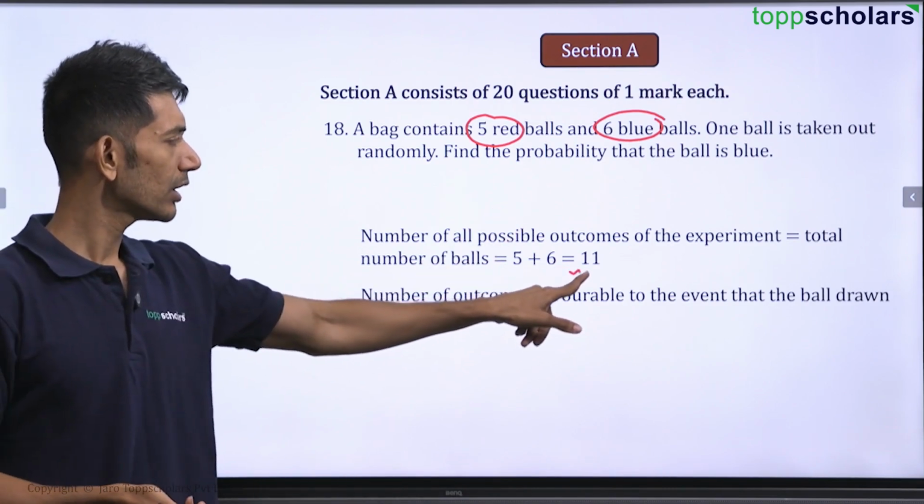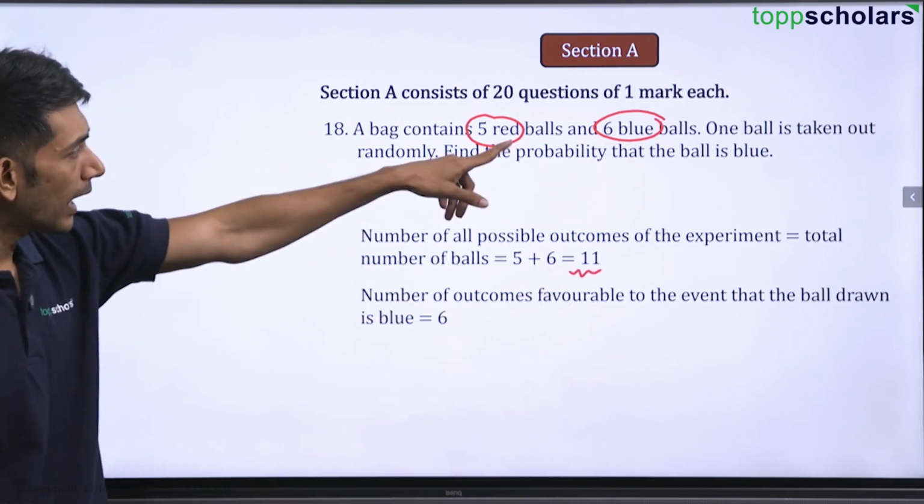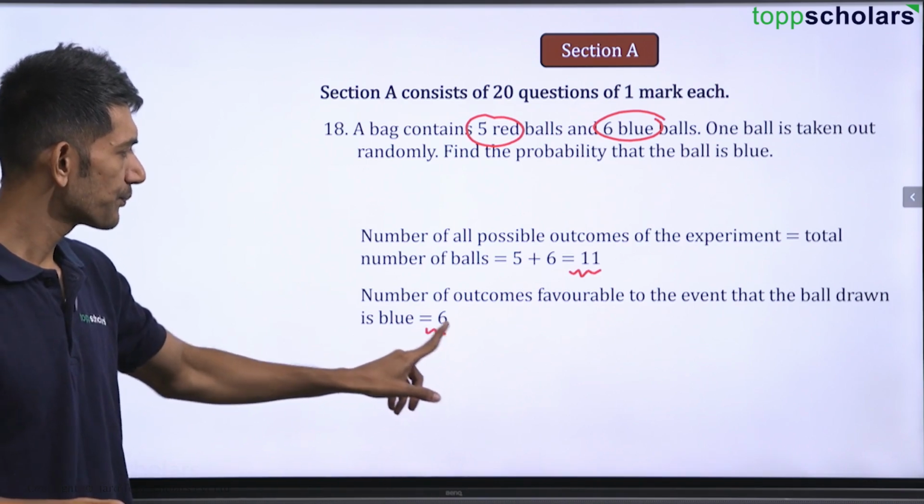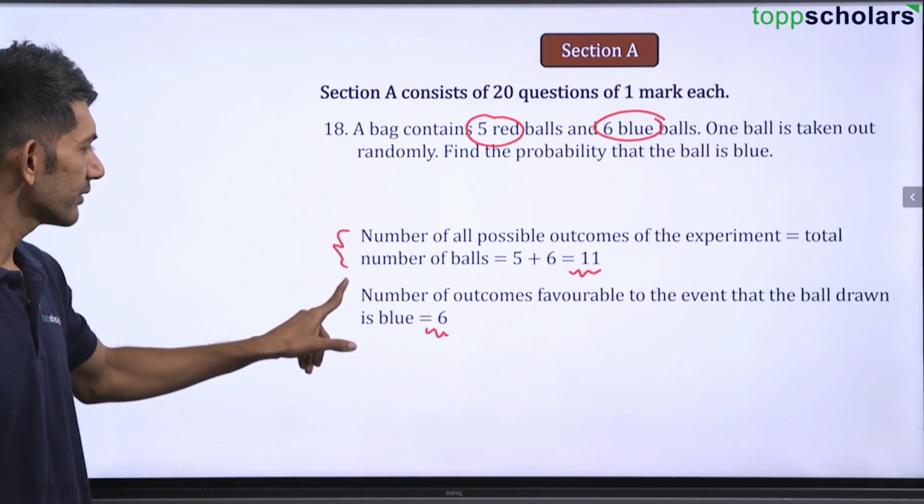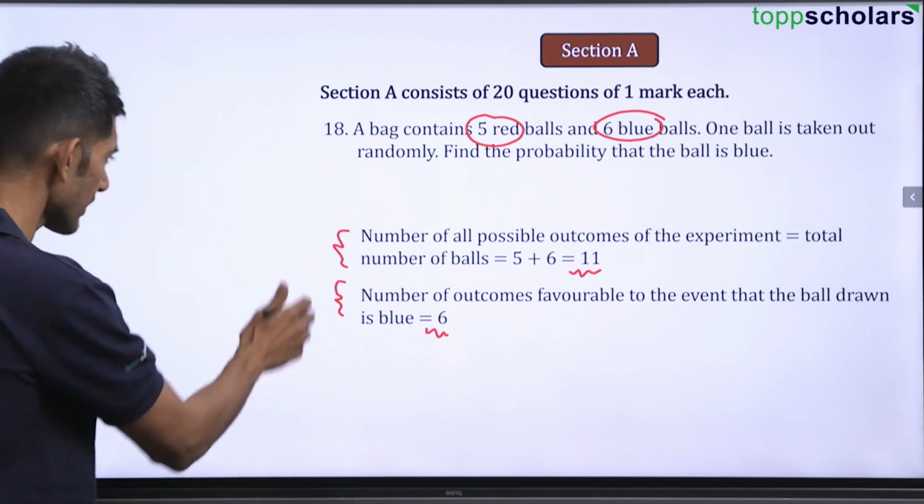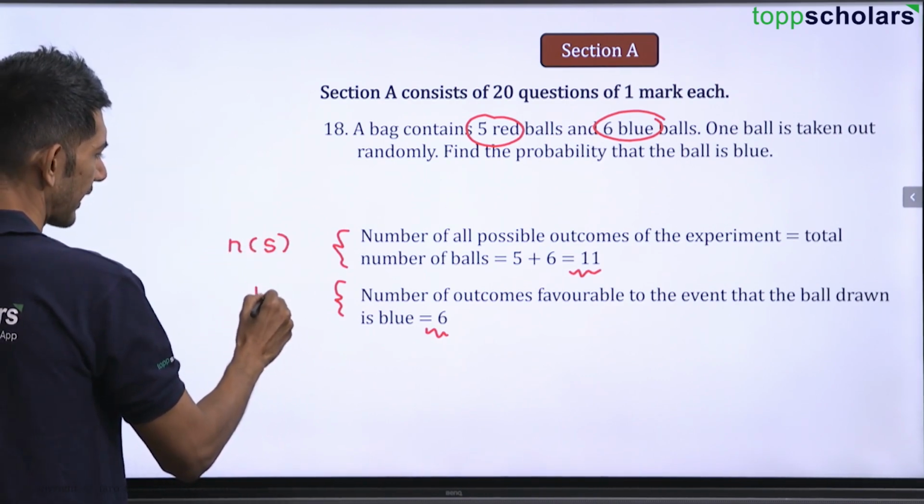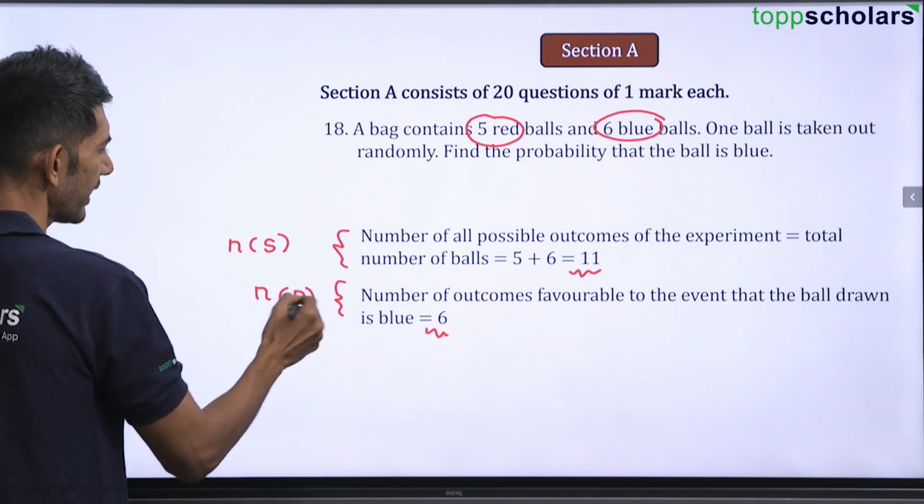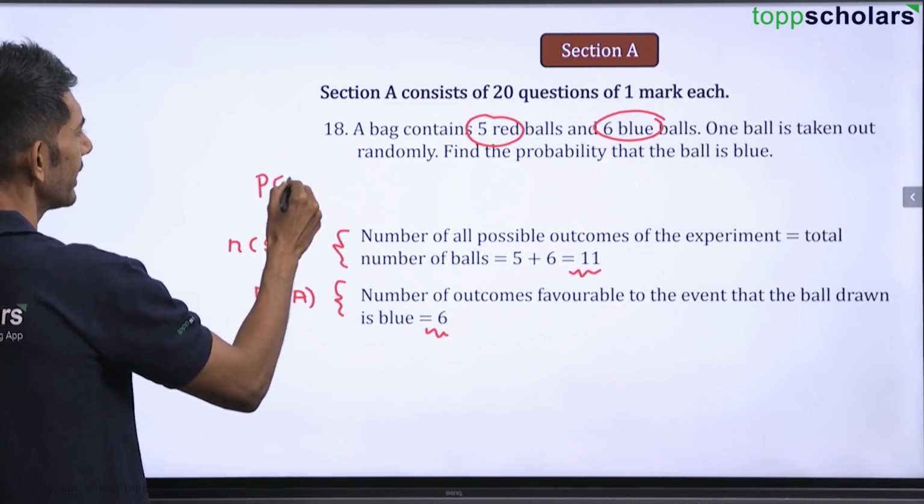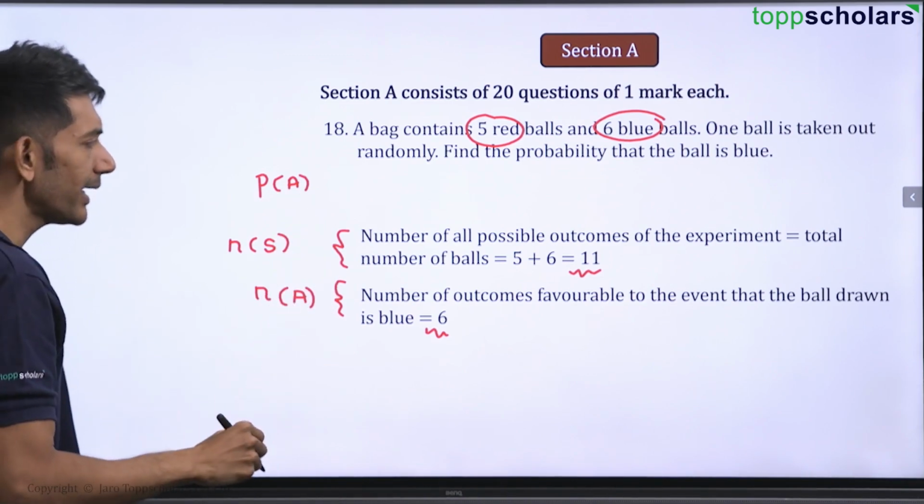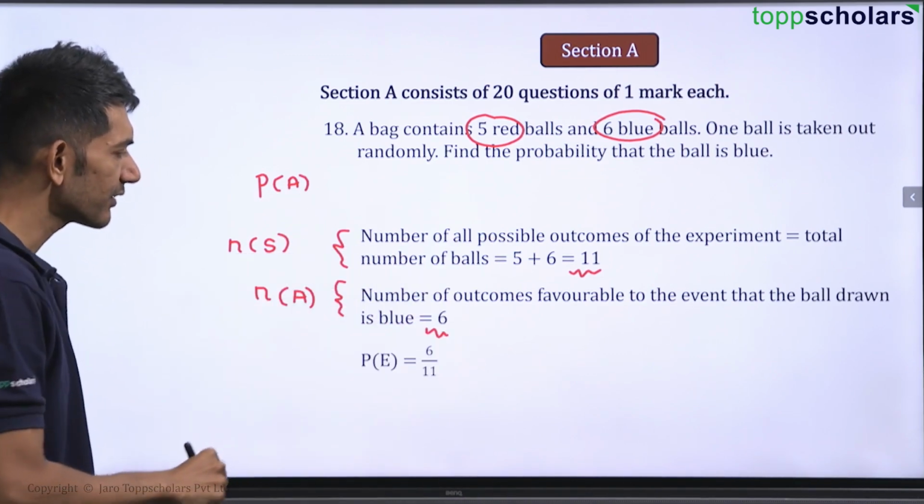First we will find out the total number of balls, that are 11. How many blue balls are there? 6. So this is like your n of S. This is like your event A. I can call this the number of elements in the sample space. I can call this the number of elements in the event A. And then to find out the probability, we know that probability is given by n of A by n of S, that is 6 by 11.